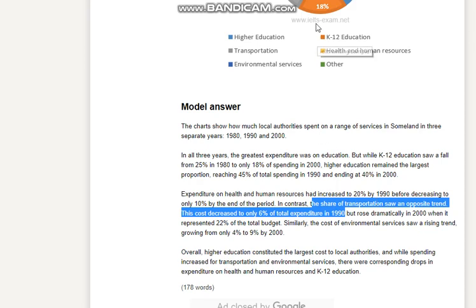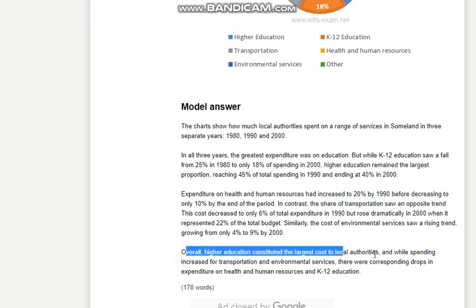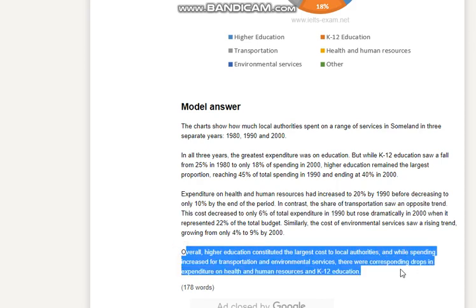Information from the data. This cost decreased to only 6% of total expenditure in 1990, but rose dramatically in 2000 when it represented 22% of the total budget. Similarly, the cost of environmental services saw a rising trend, growing from only 4% to 9% by 2000. And the last paragraph is the overall paragraph, overall trends.